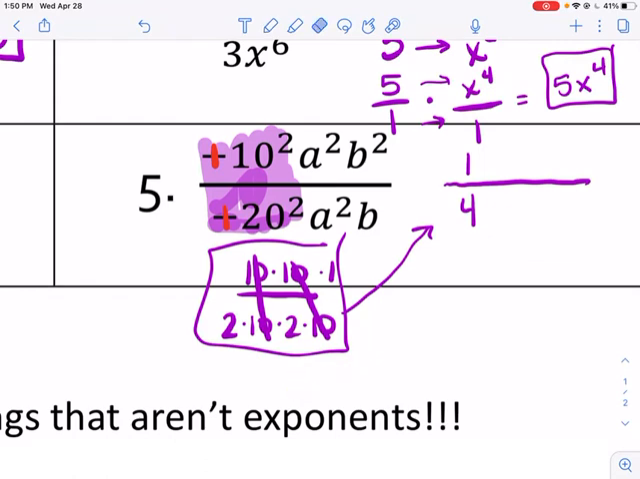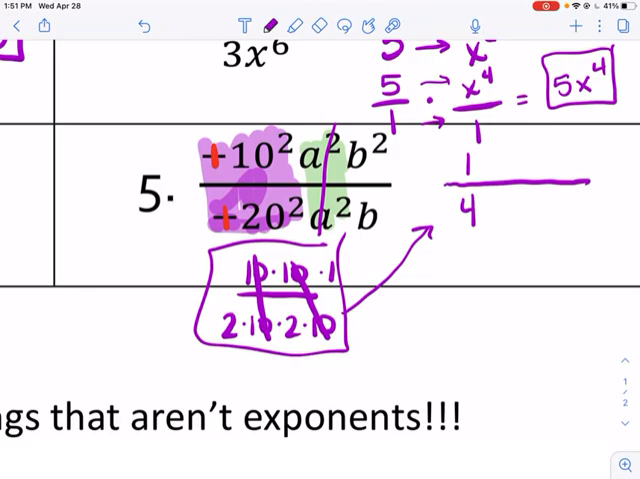Okay, let's do the next part. I'm going to keep my work on this one because the next one is really easy. A squared over a squared. That is the same number over itself. 2 minus 2 is 0. It's going to equal 1. This one cancels. We don't have to worry about it.